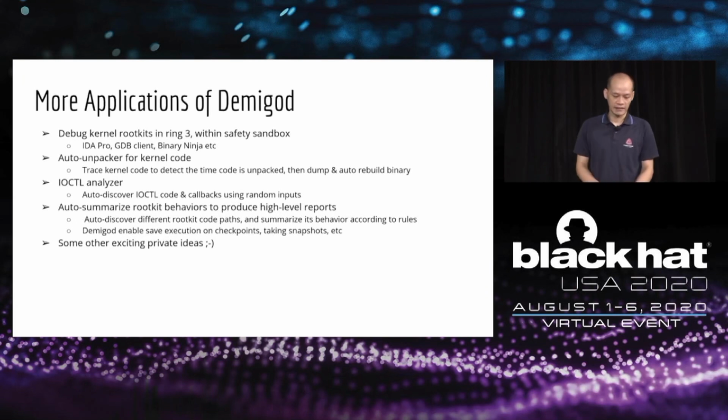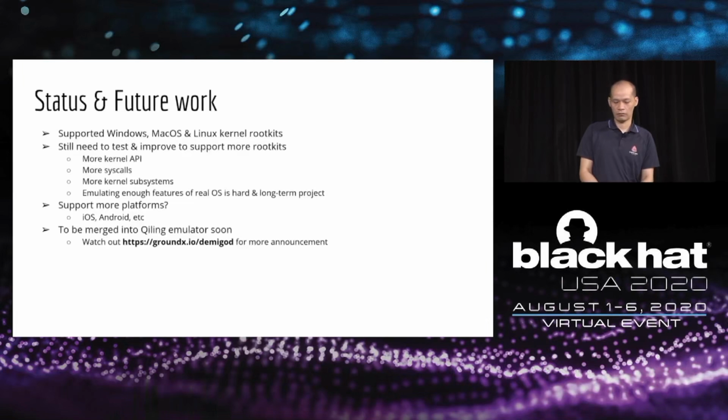Regarding the status and future work for Demigod, Demigod now already supports Windows, macOS, and Linux kernel rootkits, but there's still a lot more work in the future. We still need to test and improve Demigod to support more rootkits. So we need to handle more kernel APIs, more system calls, more kernel subsystems. And maybe you can look forward to supporting more platforms besides Windows, macOS, and Linux kernel, like iOS or Android. And we plan to merge Demigod into the Unicorn emulator very soon.